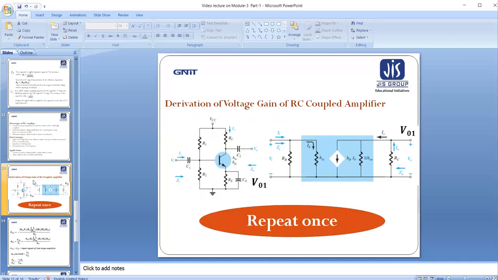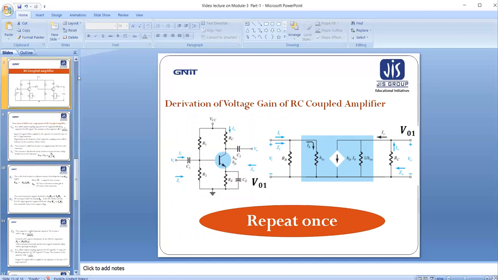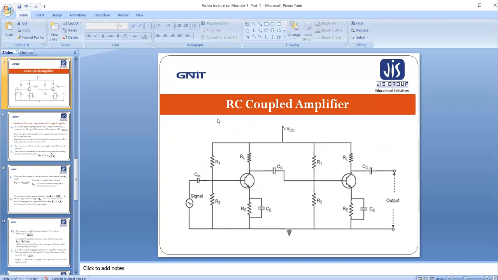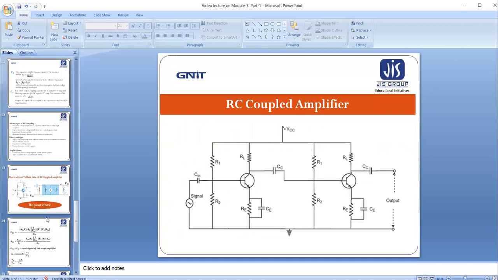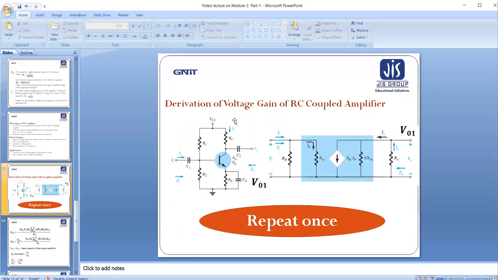Now we are going to derive the voltage gain of the RC coupled amplifier. I have divided the entire circuit into two halves. The first half is very common to all of you. That is the first half. It is already discussed, its biasing, stability and the voltage gain. It is the corresponding h-parameter model of the first half.